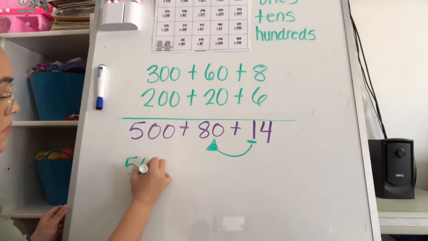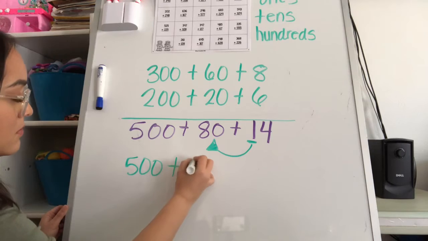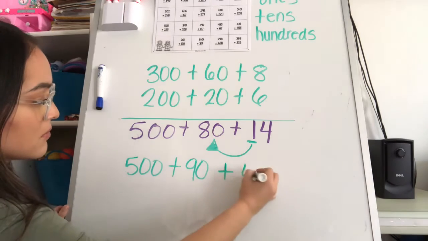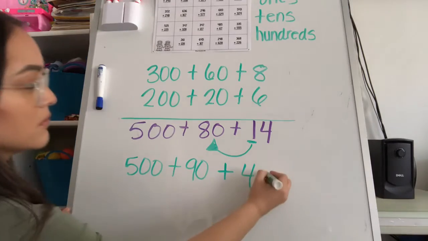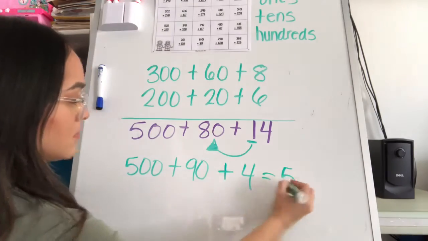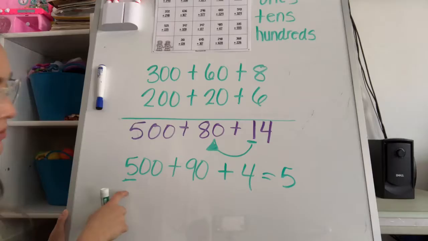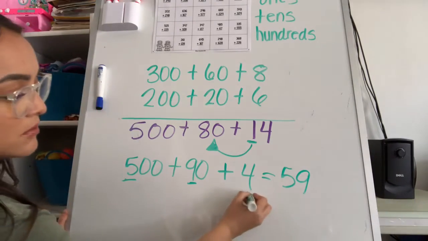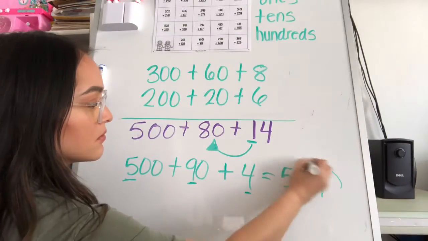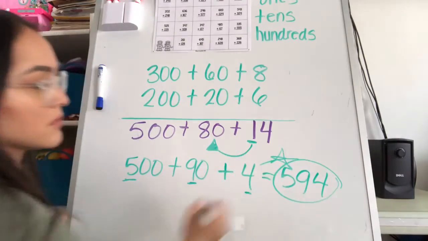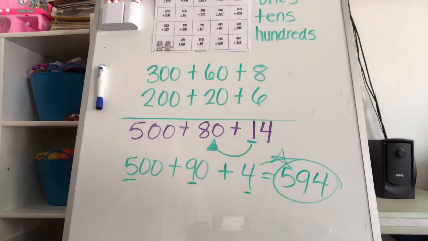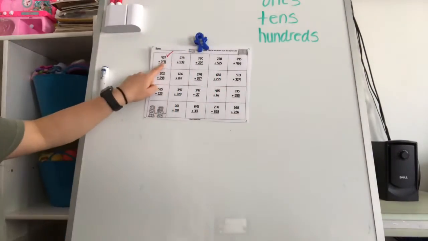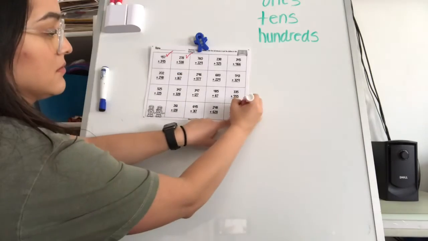Now we have 500 plus, what's 80 plus 10? Yep, 90 plus 4 ones. We can't move any tens to the hundreds place, so we're just going to add 5 hundreds, 9 tens. Very good, and 4 ones. So our final answer is 594.